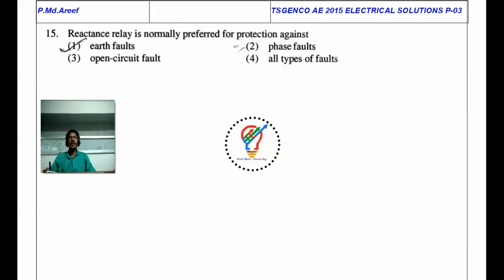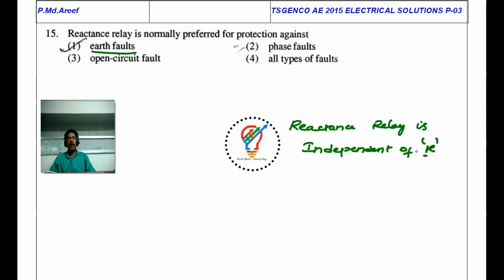The next question is, the reactance relay is normally preferred for the protection against. It's a straightforward question. The answer is earth fault. Why? Because the reactance relay is independent of resistance R. The reactance relay depends only on reactance but not on the resistance of the earth. That is why it is usually preferred for the protection against earth faults.